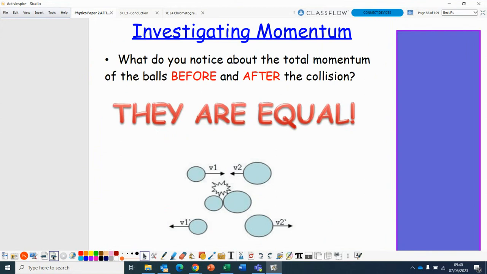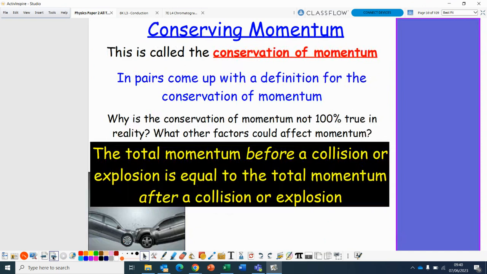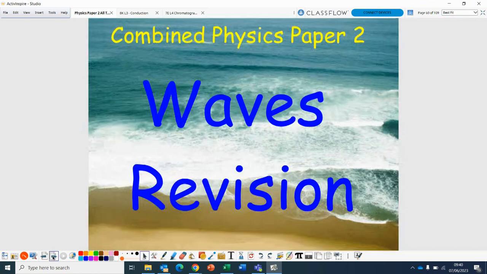Remember, if you have a collision, the momentum of the two objects collectively added together before is equal to the momentum of the 2 objects afterwards. That is called the law of conservation of momentum. They might ask you why it's not 100% true in reality. You've got to think about resistive forces, friction, air resistance, and all those other factors. If you are triple, you take this further into conservation of momentum collision calculations.